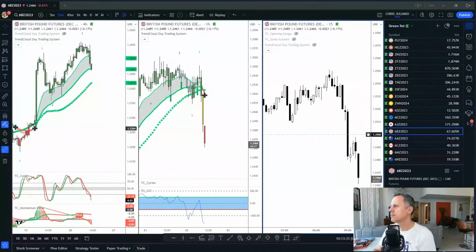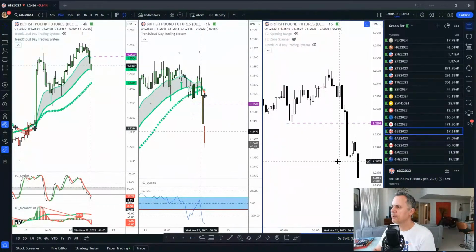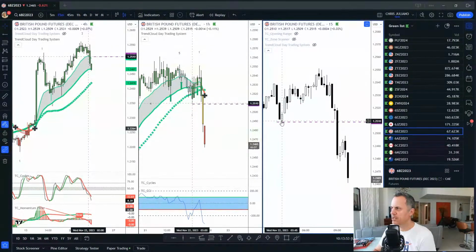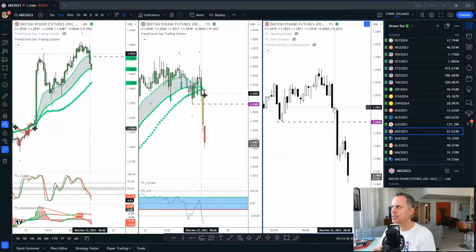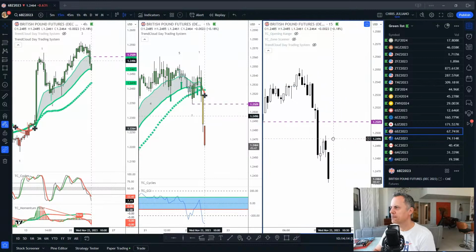Drop base drop, broke through structure, right there. So the pullback, we really want the pullback to take place at a level of imbalance like this drop base drop, and we want that level of imbalance to be above the break of structure, which it is. So that's good. We like that. The other thing is we want to make sure that we've got some kind of support and resistance, and that's this right here. That is the crossover of the trend cloud. So there's a lot of stuff taking place right here.